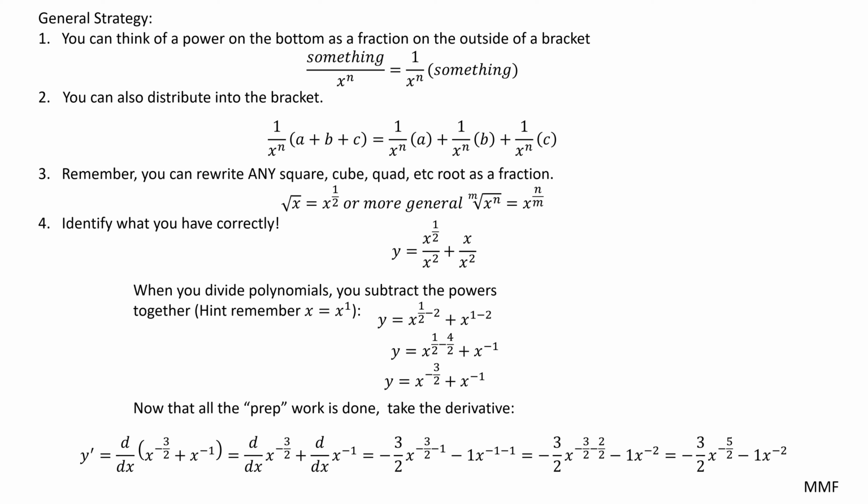Now that all the prep work is done, you basically just take the derivative, you separate the two terms and do the derivatives individually, because it's a higher order polynomial. All that you do is you move the power in front and you subtract by 1. And that's pretty much it. The math here is pretty simple.